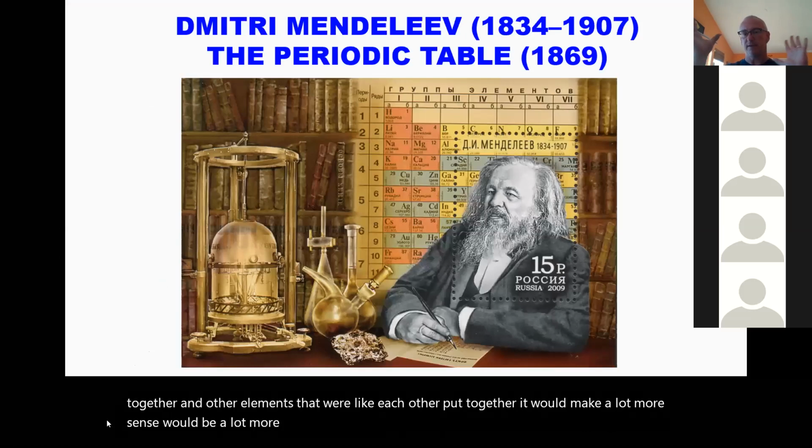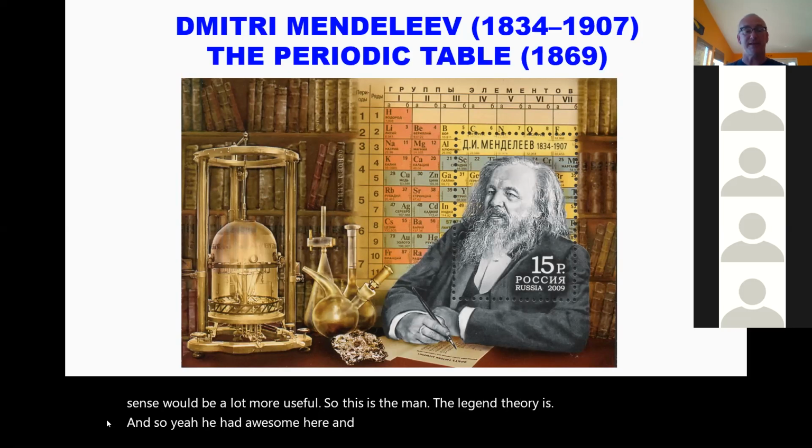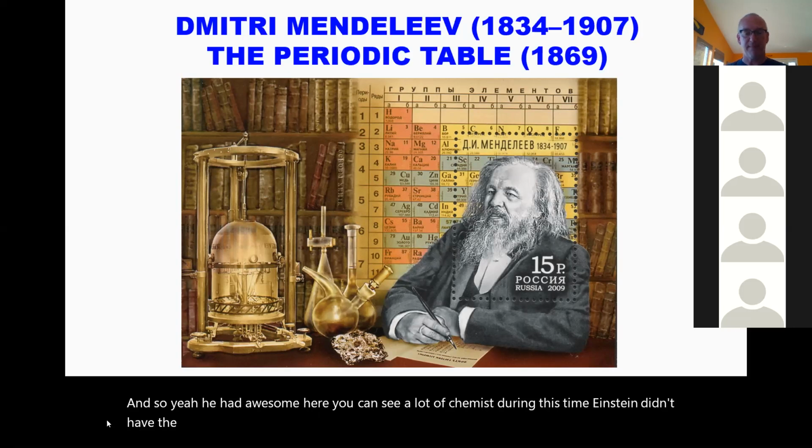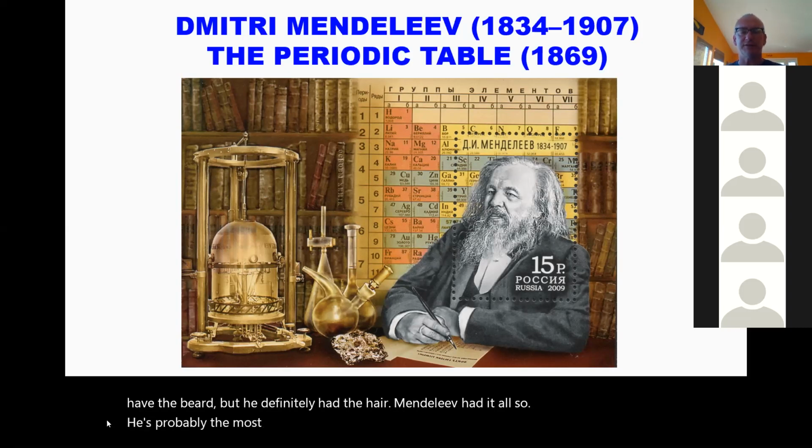So this is the man, the legend. There he is. And so, yeah, he had awesome hair. You can see a lot of chemists during this time. Einstein didn't have the beard, but he definitely had the hair. Mendeleev had it all. So, yeah, he's probably the most famous Russian scientist there is.